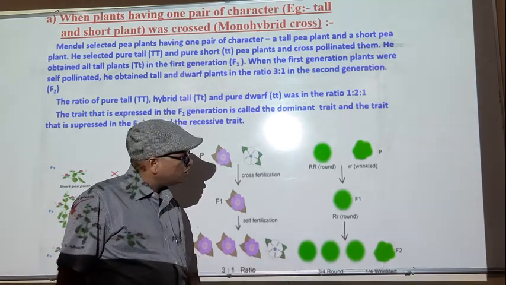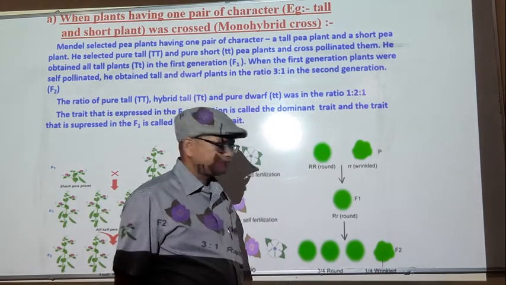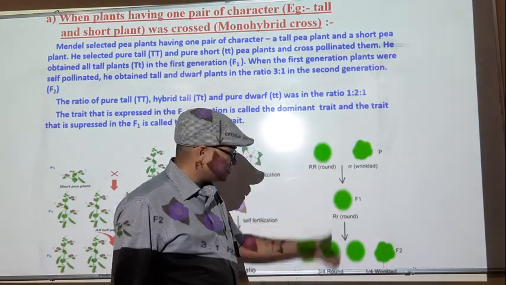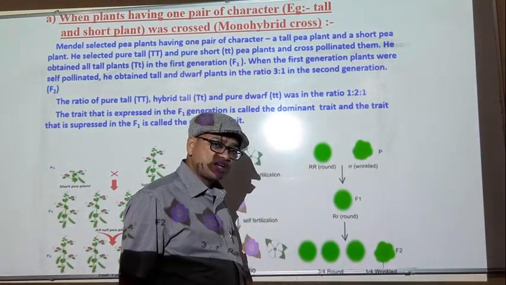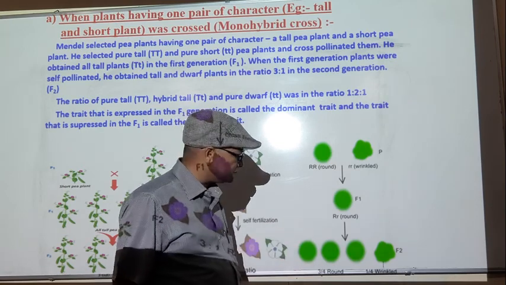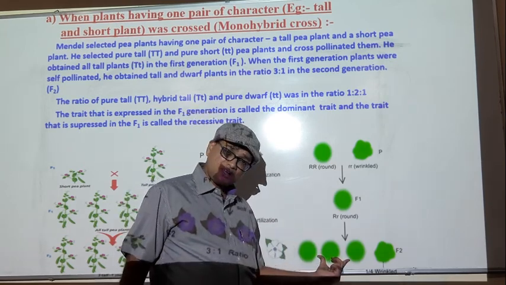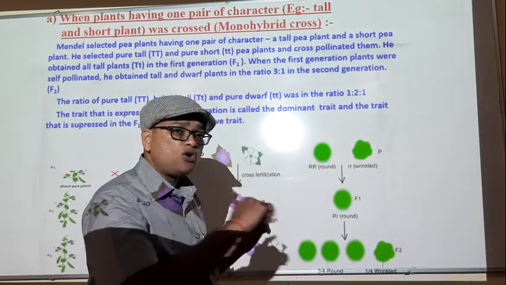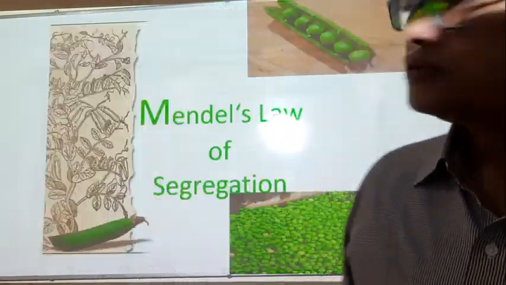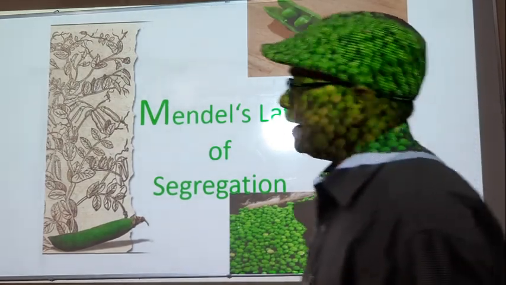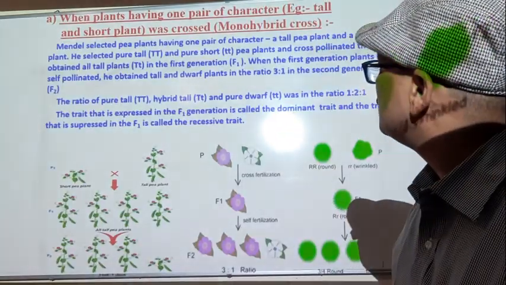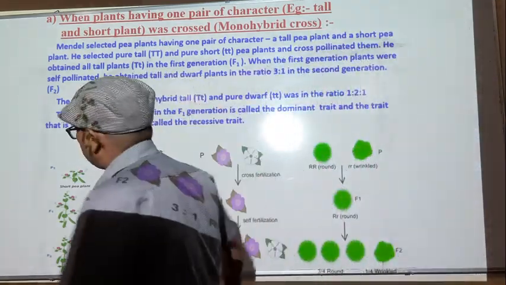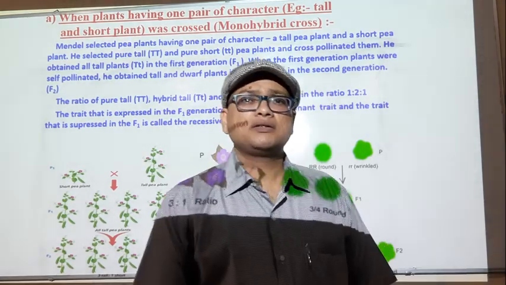Here are the round and wrinkled shapes of the seeds. In the first generation, round seeds were developed, but in the second generation, or F2 generation, after the self-pollination or self-fertilization, 3 plants were round while 1 plant was wrinkled. This is the 3:1 ratio. This is the monohybrid cross, and this monohybrid cross is the base of the law of dominance.